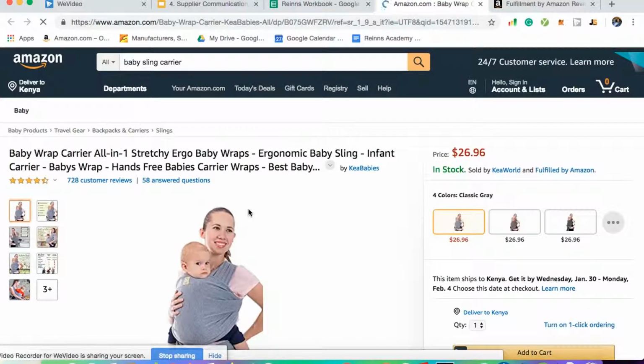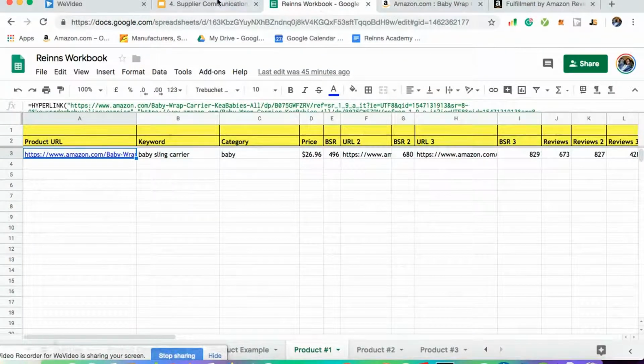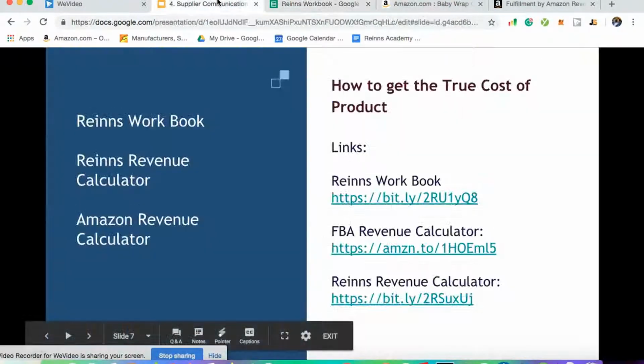Okay, good. So remember, when you're using the FBA revenue calculator, there are certain key things that you need to be entering on the revenue calculator. Okay, so let me go back to the slides for a second.